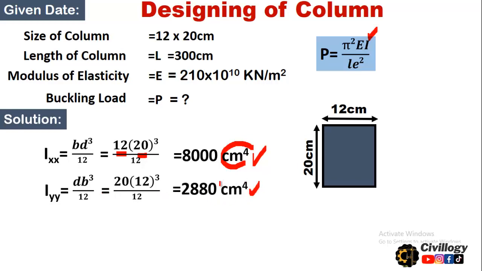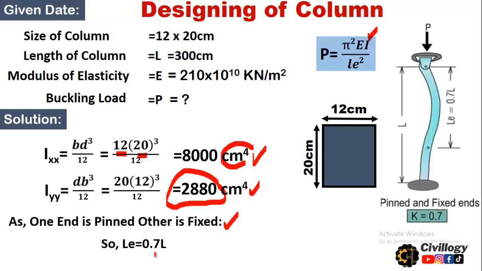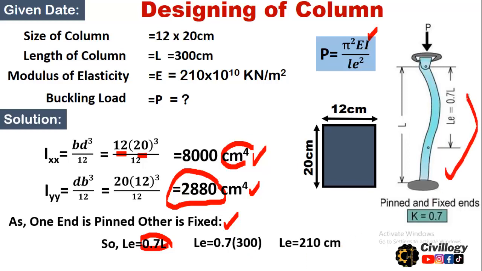As I discussed earlier, we will be using the least moment of inertia, the one which is smaller. This value will be used as we are going to design the load for the column. And as the end conditions are discussed, one end is pinned and the other is fixed. So in that condition, as I told you, the effective length will be equal to 0.7 times its actual length. By putting values, the actual length is 300, so the effective length will be equal to 210 centimeters.